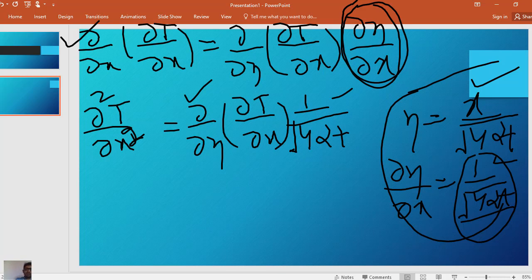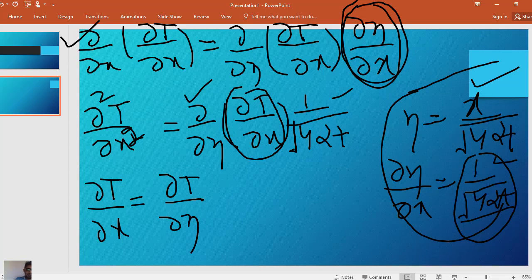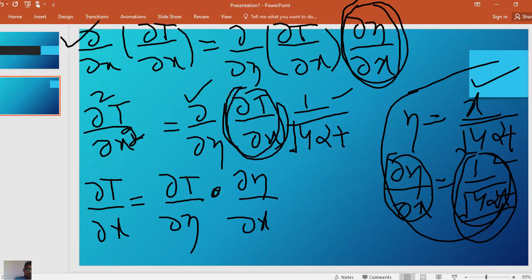Now we know that the change in temperature with change in x direction can also be written as the change in temperature with change in similarity variable, times the change in similarity variable with change in x. The change in similarity variable with change in x is this number, 1 over √(4αt). So in place of dT/dx we will put this number.